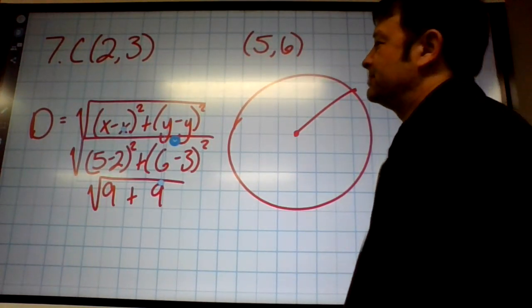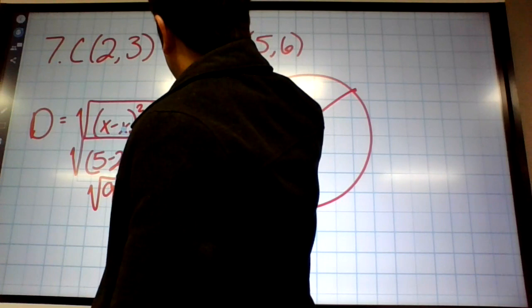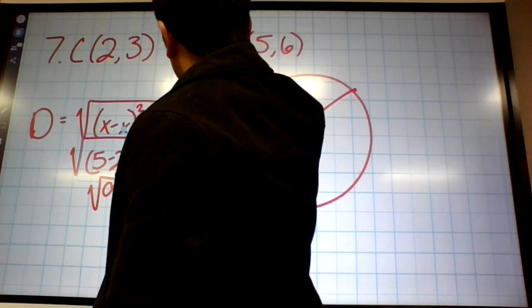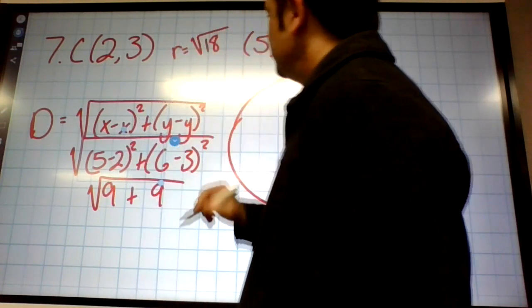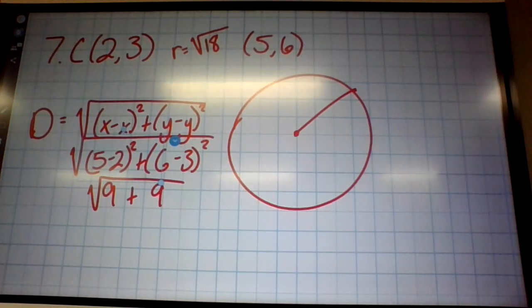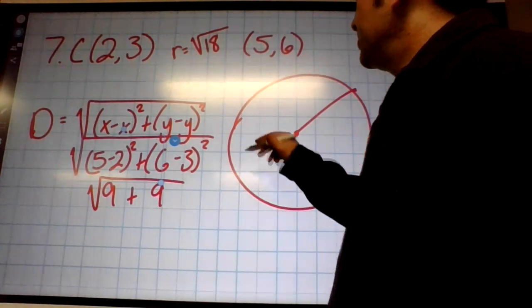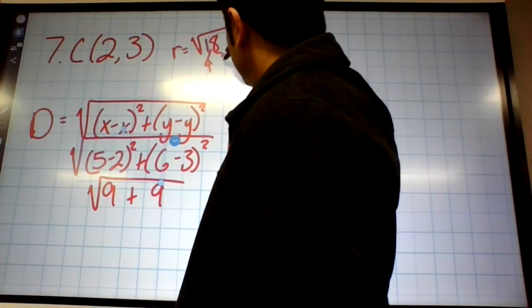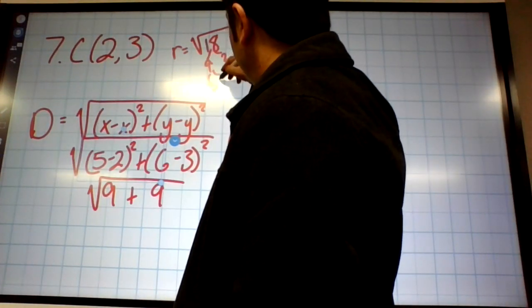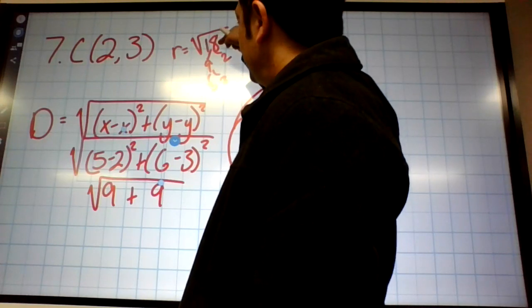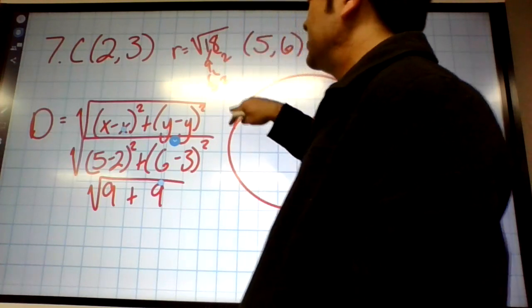Now, we could simplify that, but I'm not going to. Square root of 18 is like 9 times 2, so it's like 3 square root of 2. But that's not really our final answer, so we don't really need to change it.